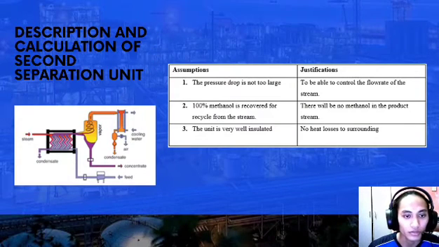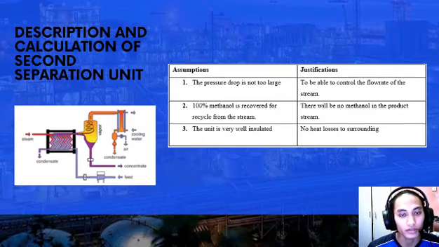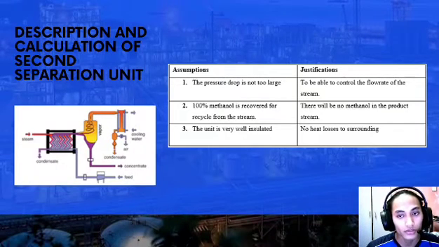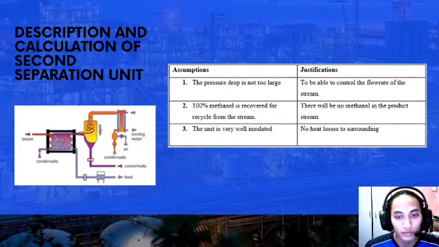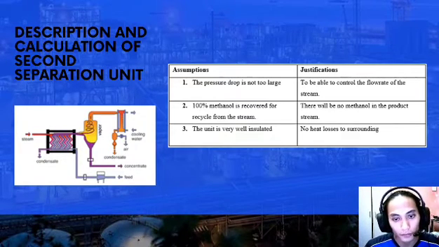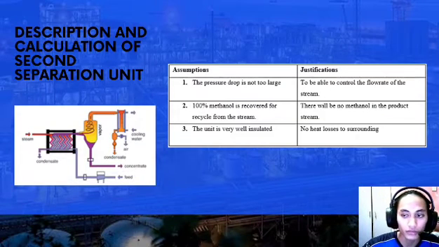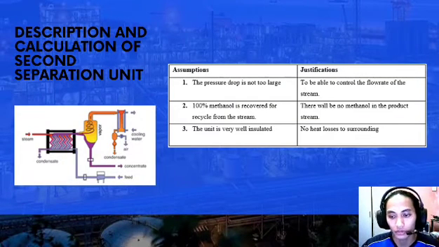For the second separation unit, we will use a flash evaporator and we will assume that the pressure drop is not too large so we can control the flow rate. We'll assume that 100% of methanol will be recovered and that the unit will be very well insulated so there will be no heat loss to the surroundings.